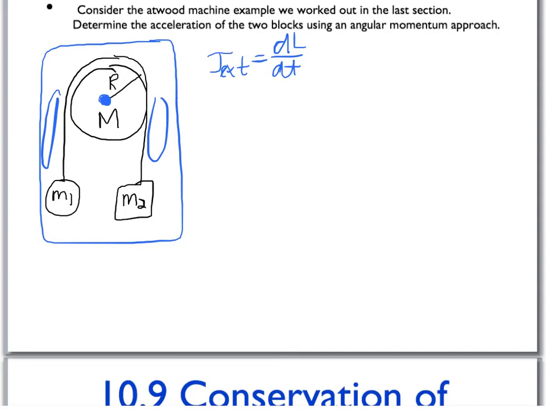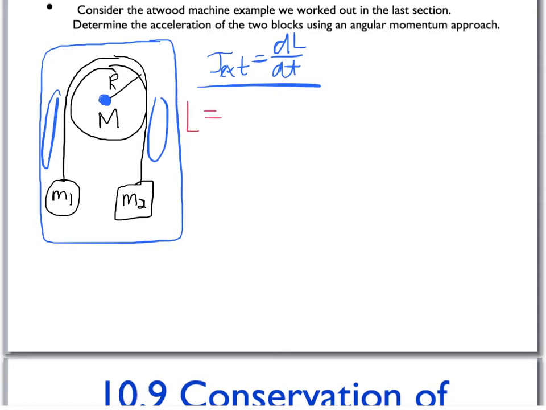We're treating this as one big system, finding its total angular momentum, and then looking at how that momentum changes with time to set it up in this equation that we have here. So let's talk about total angular momentum. Total angular momentum is going to be the sum of the momentum of all of these pieces.